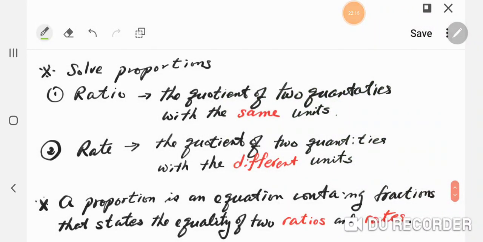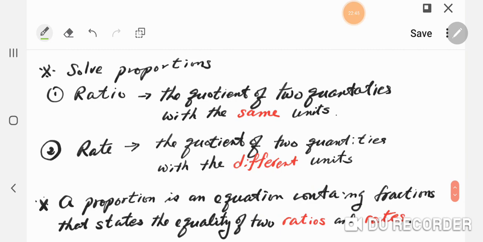Okay, sometimes we need to use proportions to solve an equation. Before we get to the proportion, actually a proportion is an equation. It's an equation that shows ratios and rates. A ratio is comparing two quantities. It's a quotient of two quantities with the same unit. So if you are comparing two quantities with the same units, then we can use a ratio.